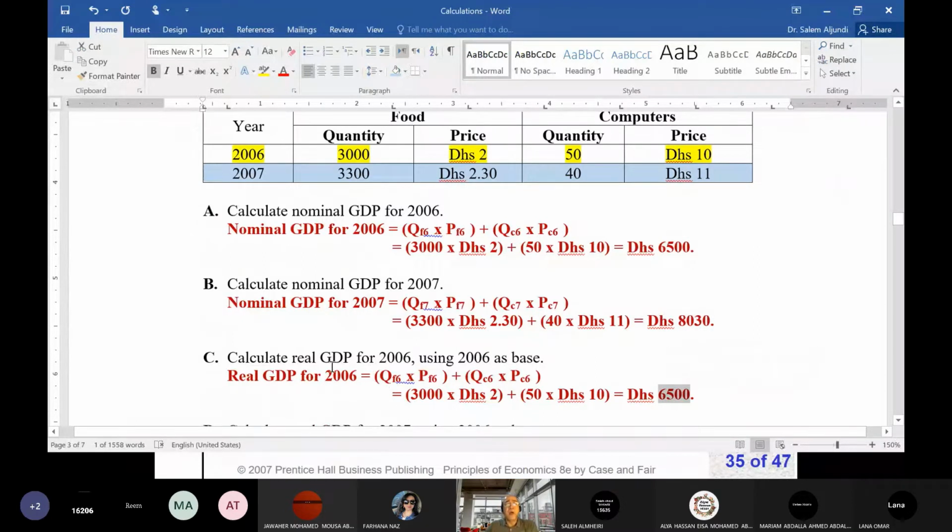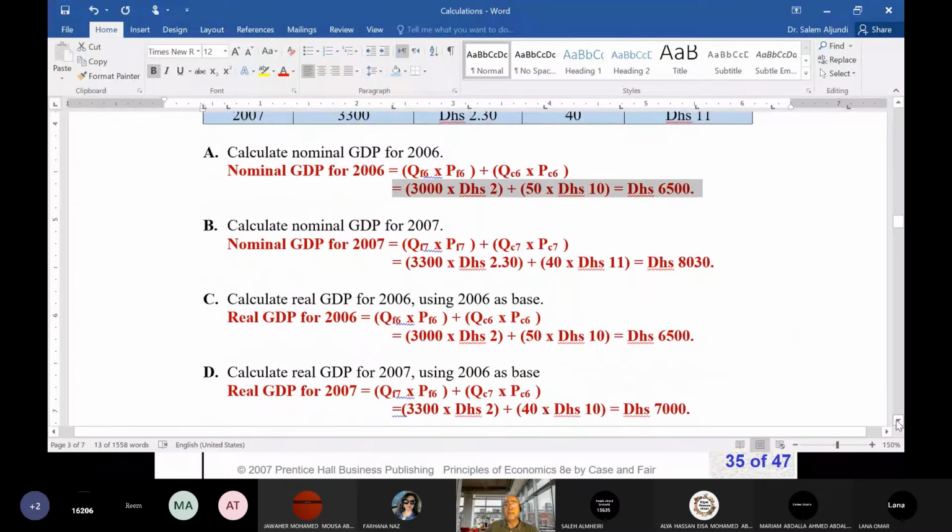Because see here, how to calculate real GDP? Use the quantities of the corresponding year, which is 2006, using the fixed prices of 2006. So this equation is the same we use for nominal. So simply, when I ask you to calculate real GDP for the base year, just copy and paste. It is the same.